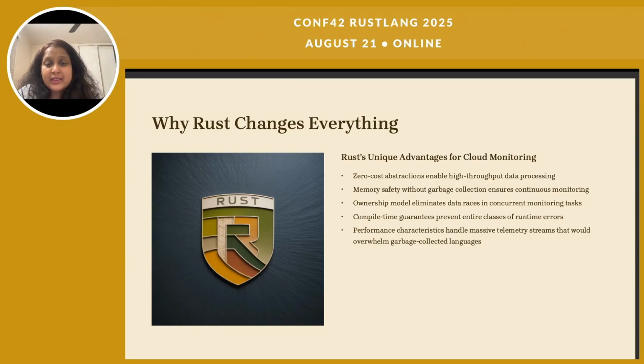If I read out the points, it is zero cost abstraction that lets us push through high throughput data processing without runtime overhead. Memory safety without garbage collection means there are no unpredictable GC pauses when there is a telemetry spike. The ownership model and borrow checker prevent race conditions in concurrent workloads, and compile time guarantees eliminate entire classes of runtime errors like null dereferences. So this combination makes Rust uniquely well suited for latency sensitive workloads like continuous monitoring.